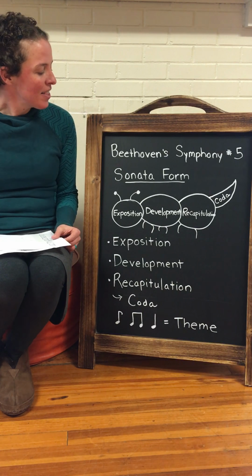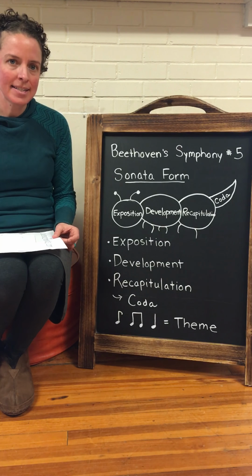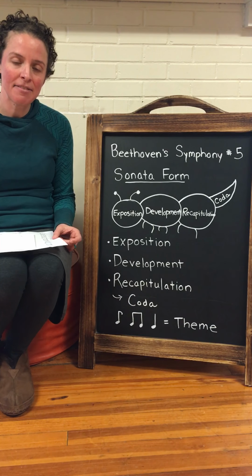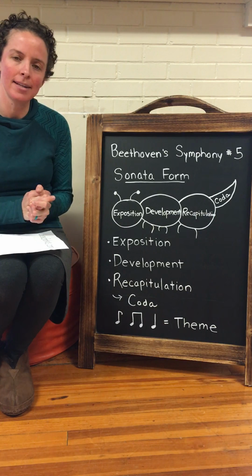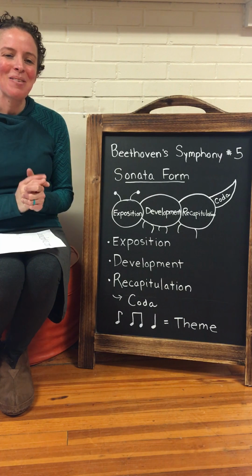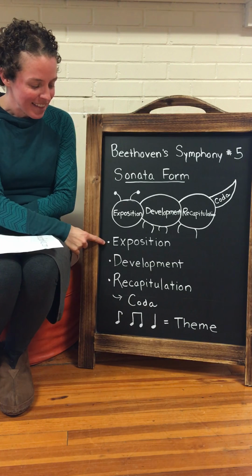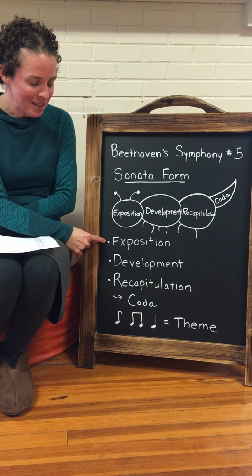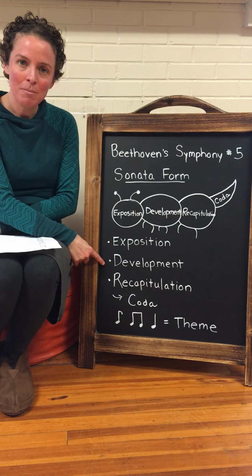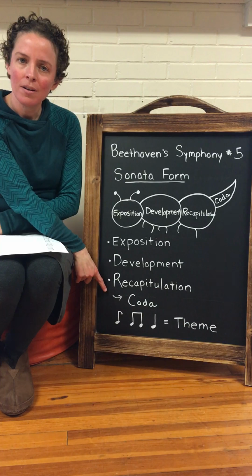Now, the next thing that I want you to do is listen to Beethoven's Fifth Symphony, the entire first movement. I believe it lasts about 7 minutes. And what I want you to listen the most for, I want you to identify these parts of the symphony: the exposition, the development, the recapitulation, and the coda.